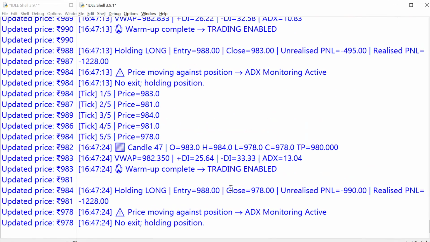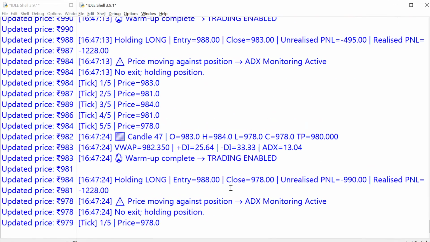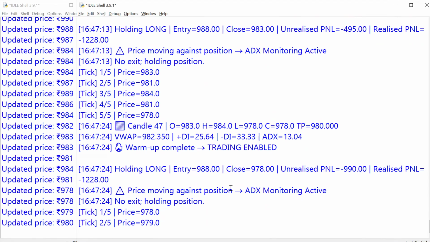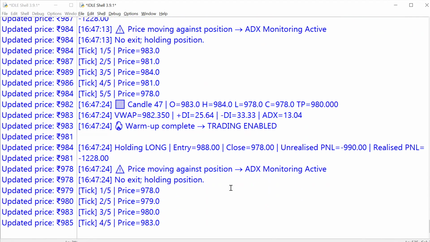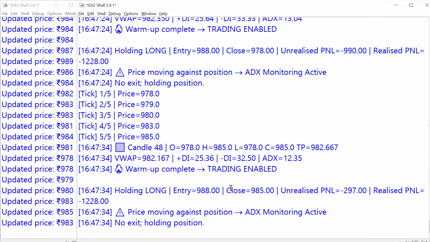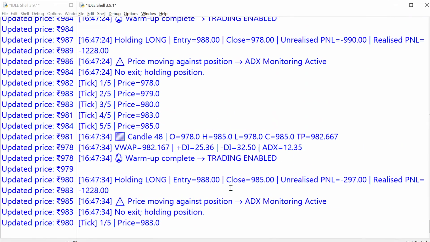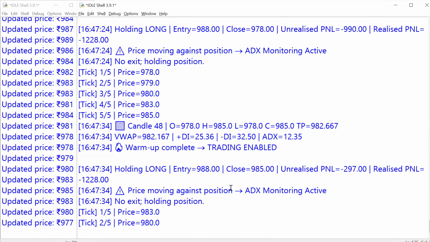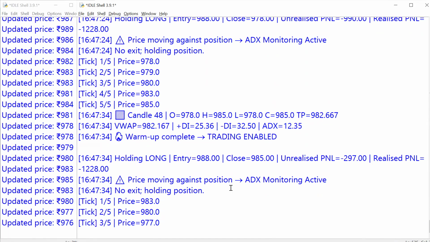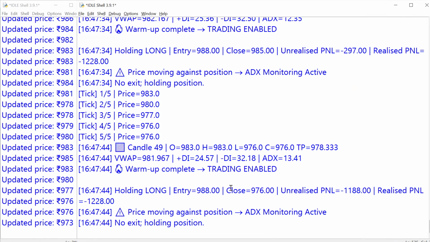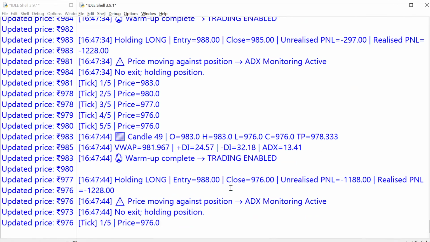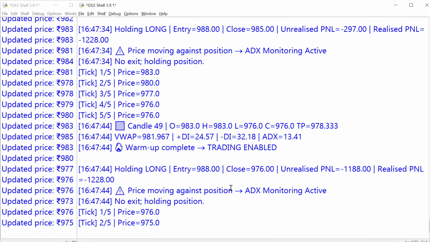So VWAP logic is if the value is below the VWAP, it is going to take the long position. See, the beauty is VWAP has taken the position, but the problem with the VWAP can be solved by ADX monitoring. So ADX is a trend follower. Still we are holding our position.